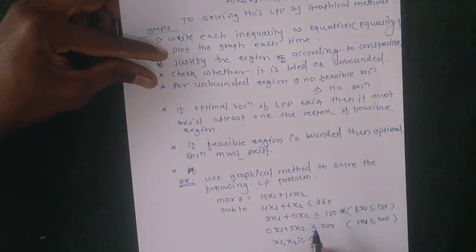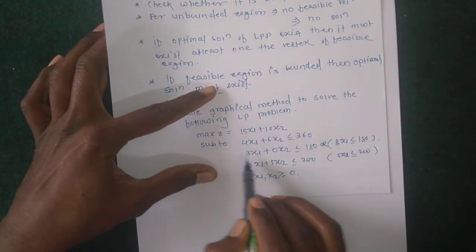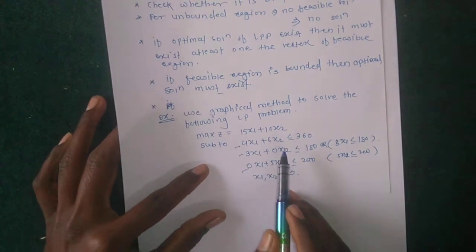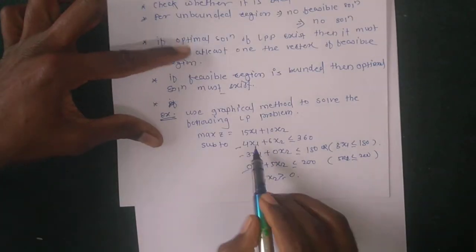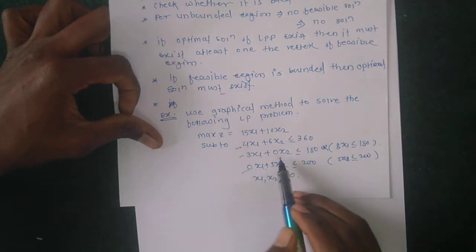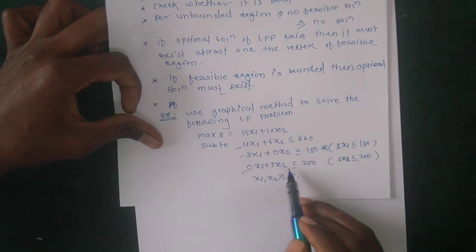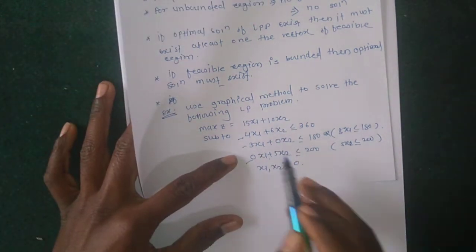By using this, first write each inequality as an equality. We write all three constraints as equalities: 4x1 plus 6x2 equal to 360, then 3x1 plus 0x2 equal to 180, then 0x1 plus 5x2 equal to 200. Then find the points. How do we find the points of these equations?